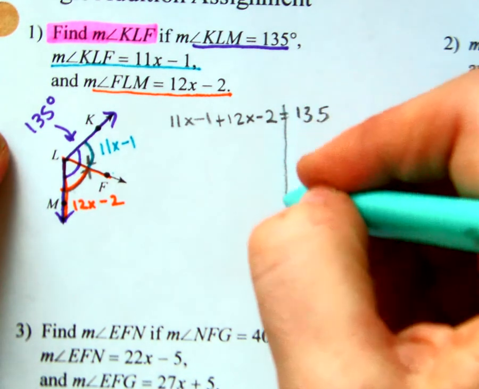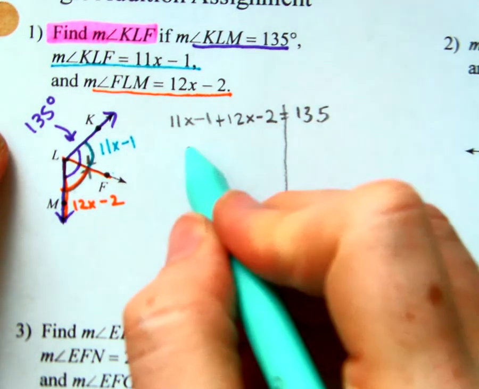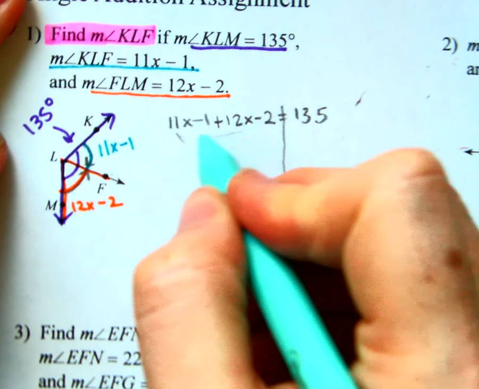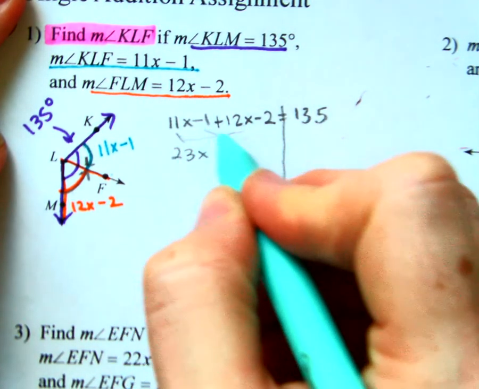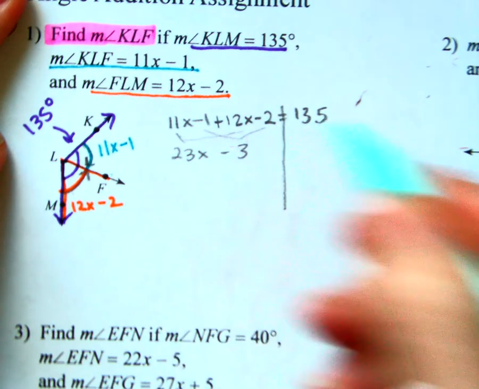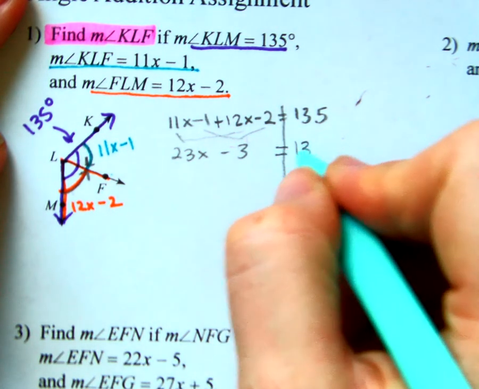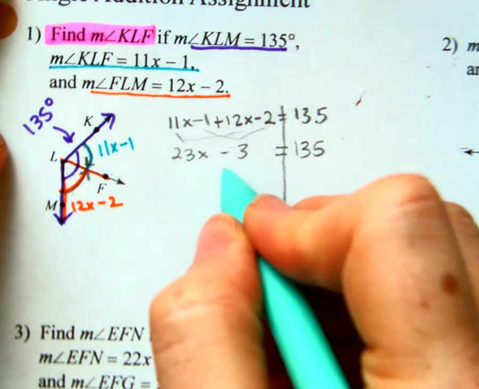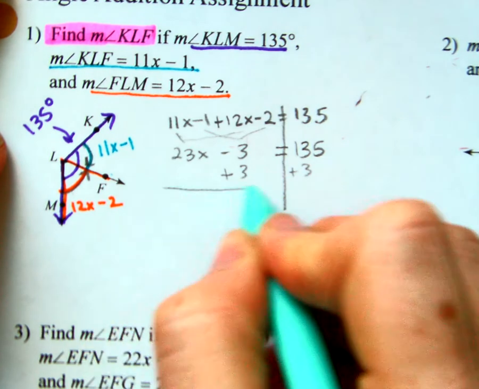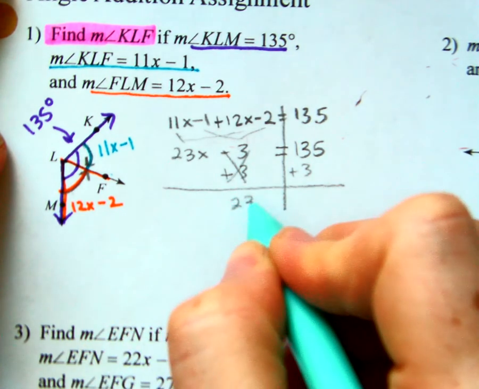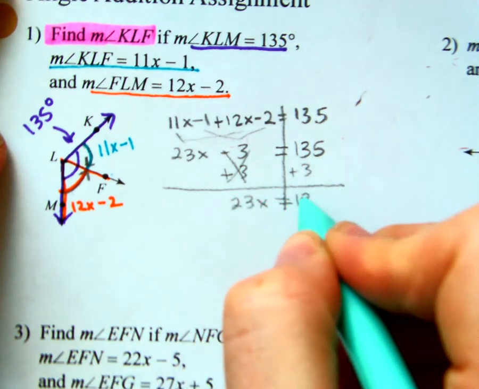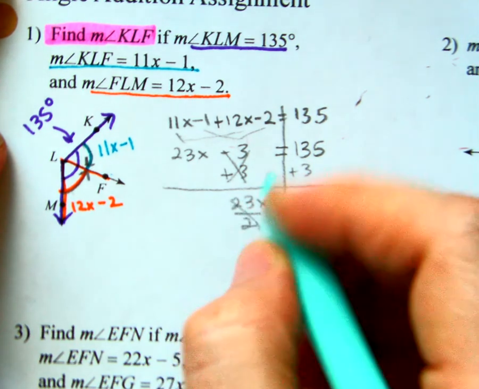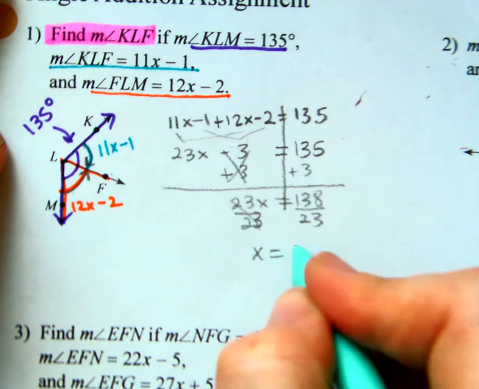Okay, and if I'm solving this, I can combine like terms on this side of the equal sign. So that would give me 23x, and then I'll combine these two parts. That would be minus 3 is equal to 135. And now I can solve this. I'll move the minus 3 first, so that would be plus 3 plus 3. So we get 23x is equal to 138. And then we'll just divide by 23, and we'll get x is equal to 6.